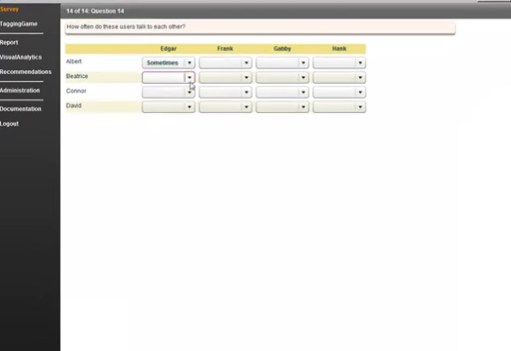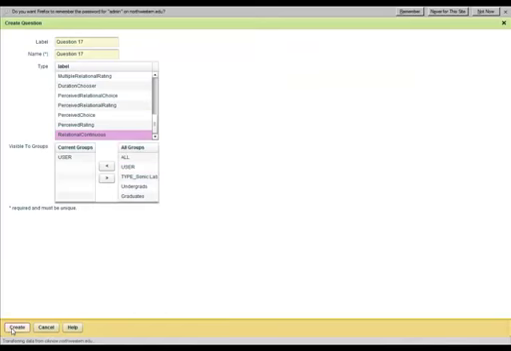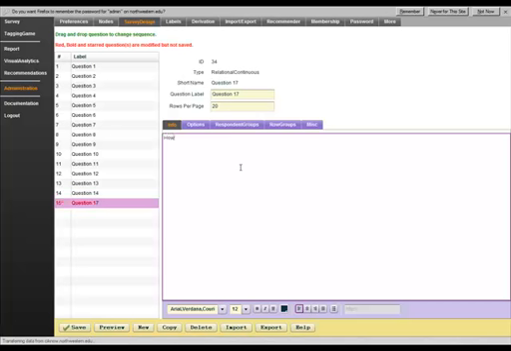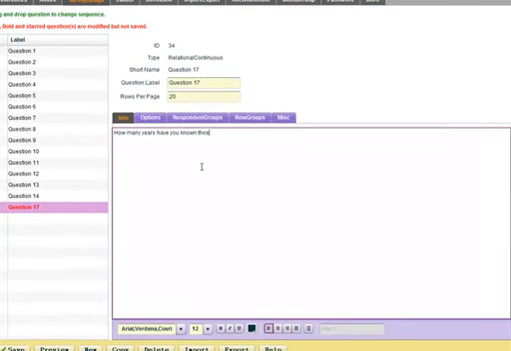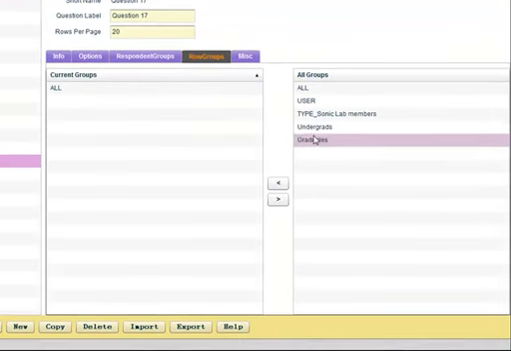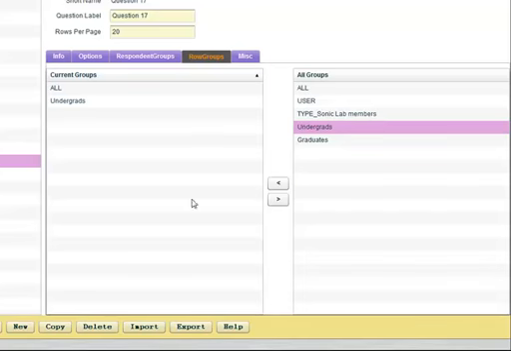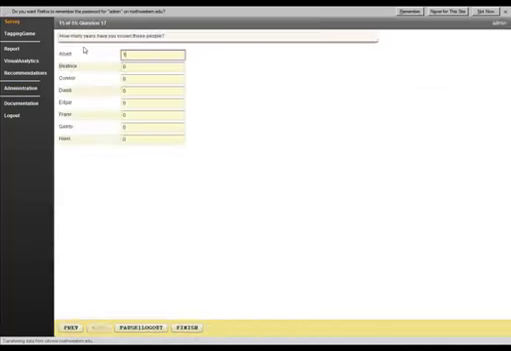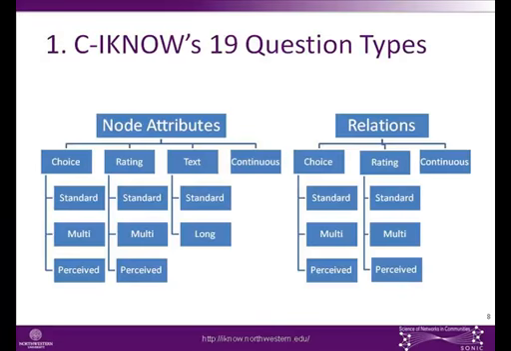The third type of relational question is the relational continuous question, which asks the survey taker to quantify their relationship with others with numerical values, usually inquiring about how long they've known the other users or how often they see them. So here, I ask the survey taker how many years they've known the other users. This covers the category of relational questions available to use on C-IKNOW.